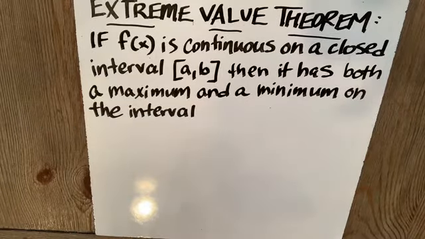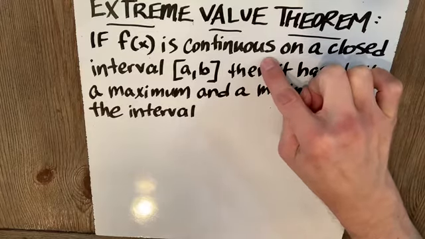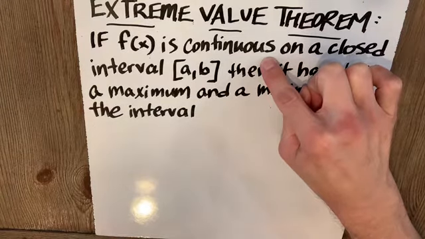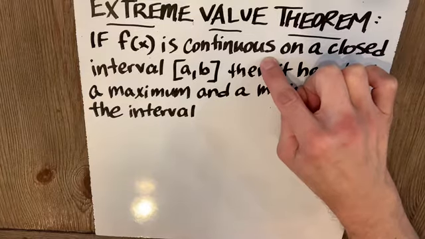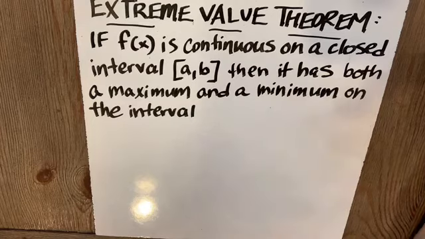So what is the extreme value theorem? Well, we just saw some examples of it. If f of x is continuous, that means when we draw the function, remember functions pass the vertical line test, we don't have to pick up our pencils. That means no holes, no vertical asymptote.